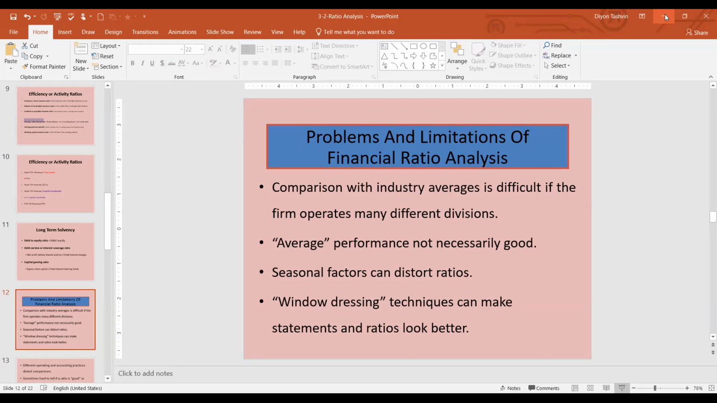Then we can improve the asset turnover. Asset turnover means we can make the asset utilization process efficient. Then we can distribute the idle cash in terms of dividends as well. Finally, we can lower the tax rate.